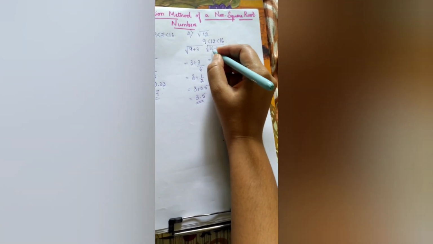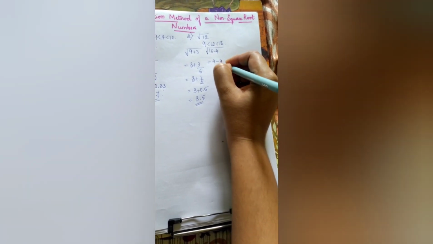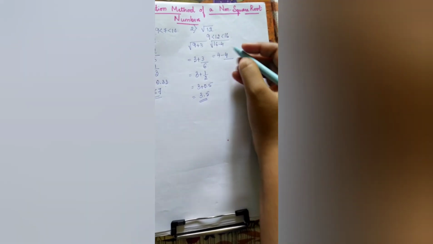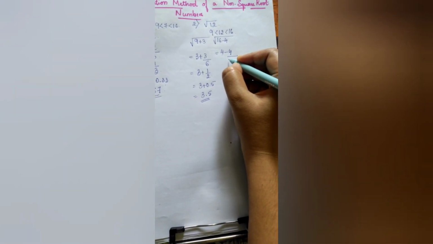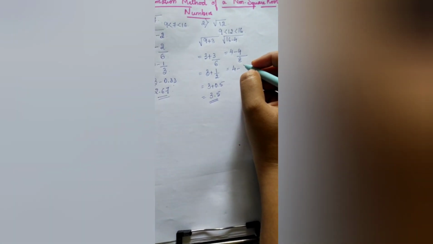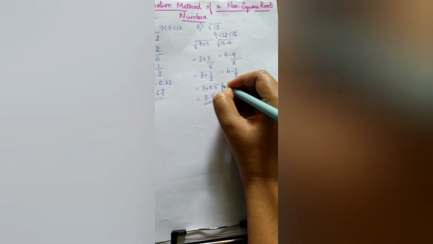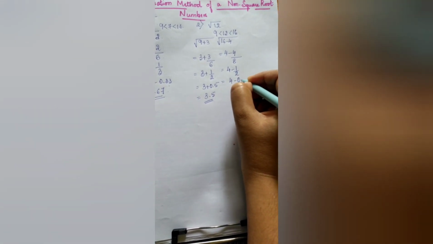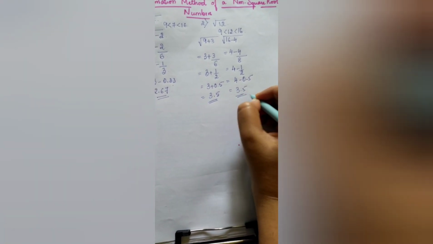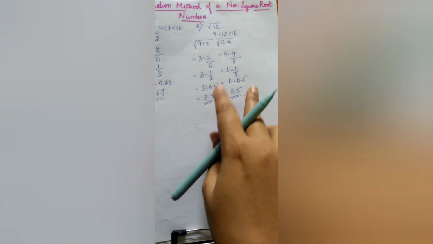So let's do it this way. What is the square root of 16? That is 4. 4 minus 4 divided by double of this number, that is 8. 4 minus 1 by 2. So 4 minus 0.5, which is nothing but 3.5. Both the ways you can do. Both will give you the same answer.